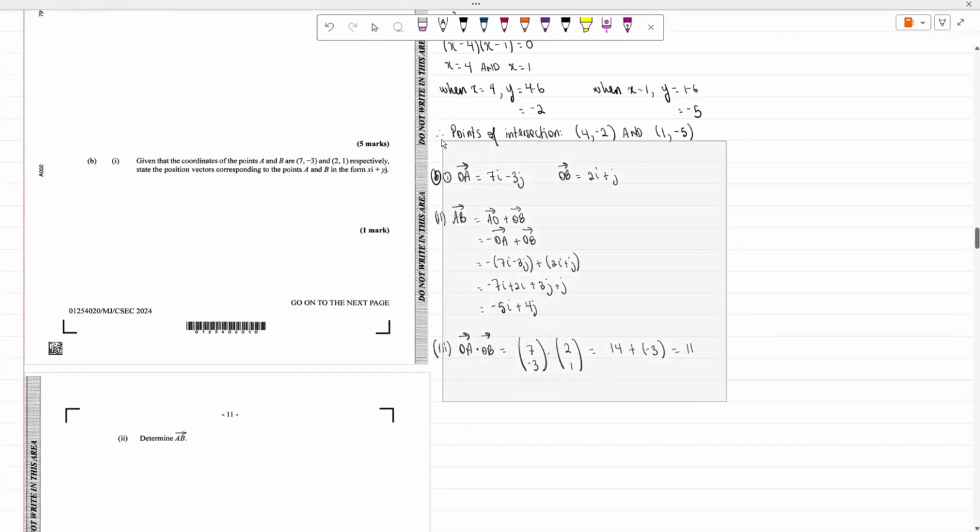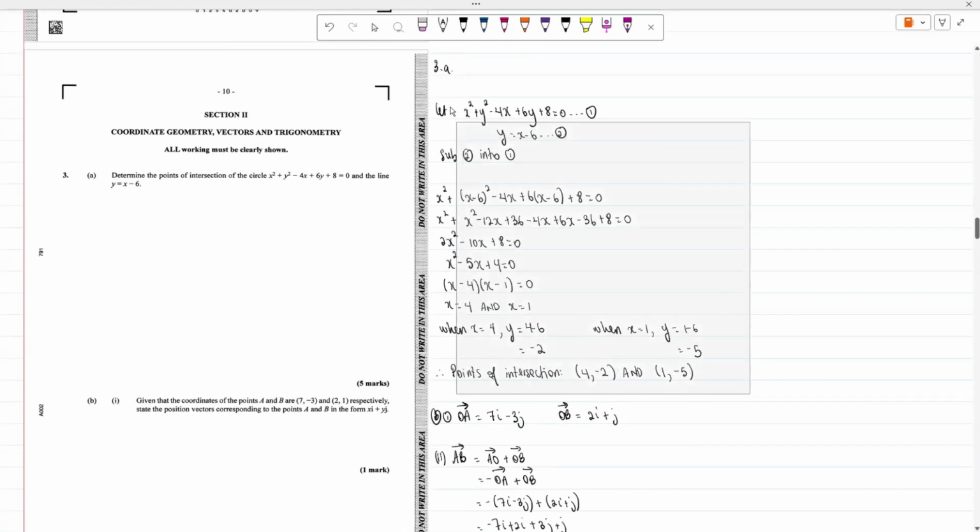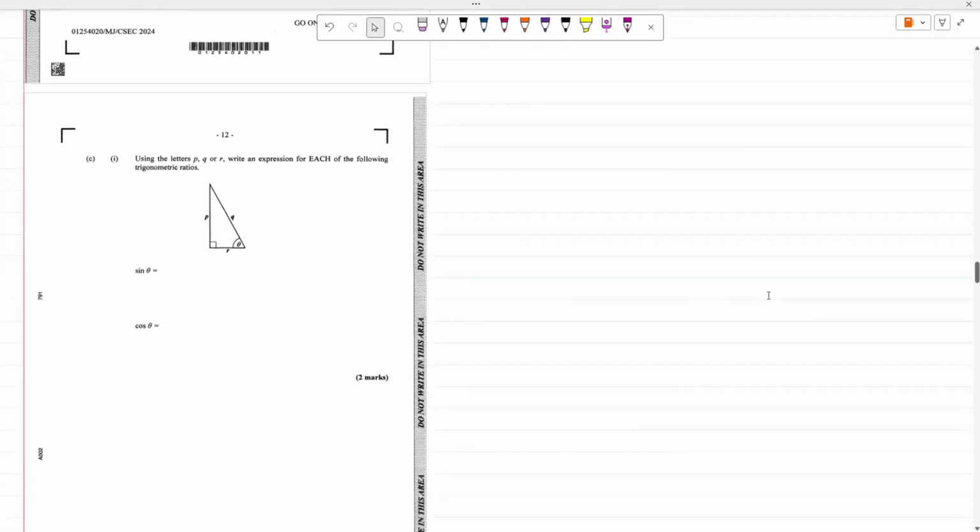5 marks for all others here. And then 5 marks for all others here. Nice small thing.